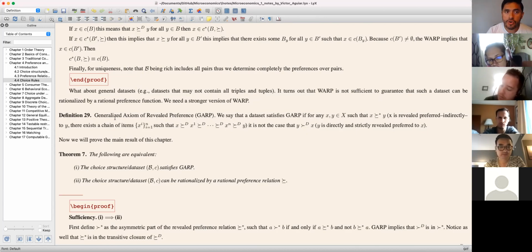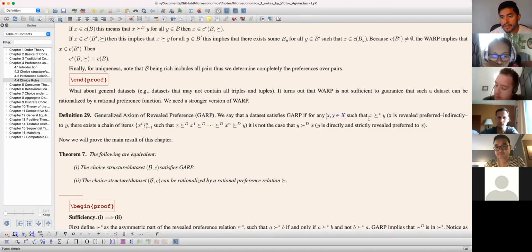Now, we're going to define a strengthening of the weak axiom that is going to be called the generalized axiom of revealed preference, the GARP. The GARP requires more than the weak axiom, of course, and it is going to say the following. We say a data set satisfies the GARP if for any x and y such that x is indirectly, possibly it can also be direct, since this star revealed preference relation includes the direct revelation and the indirect. Remember it's both there. So it's either or: x is revealed preferred to y.